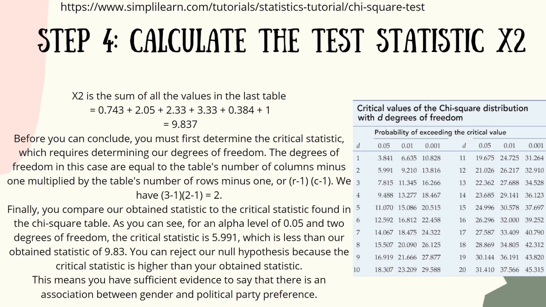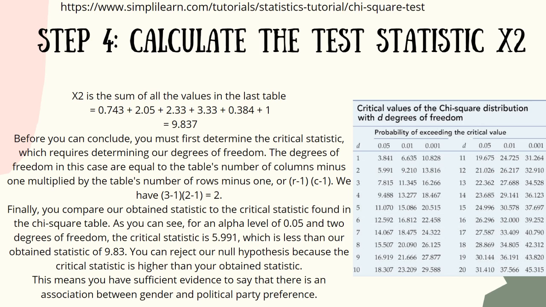Step number 4. Calculate the test statistic, which is X2. Now, X2 is the sum of all the values in the last table, which is 0.743 and 2.05, 2.33, 3.33, 0.384, and 1. And if you add that all up, it equates to 9.837. Now, before you can conclude, you must first determine the critical statistic, which requires determining our degrees of freedom.